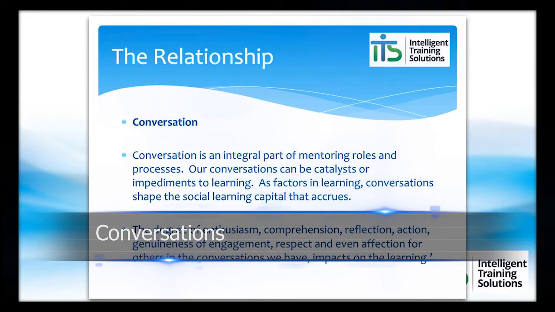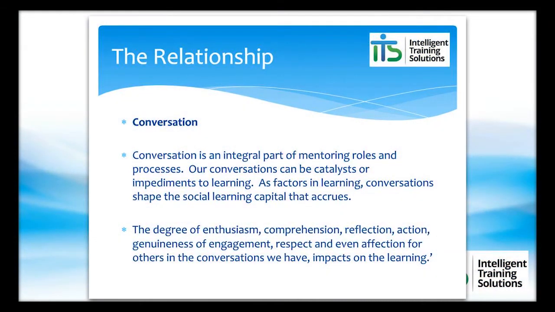Conversation. Conversation is an integral part of mentoring roles and processes. Our conversations can be catalysts or impediments to learning. As factors in learning, conversations shape the social learning capital that accrues. The degree of enthusiasm, comprehension, reflection, action, genuineness of engagement, your respect, and even the affection for others in the conversations we have impacts on the learning.